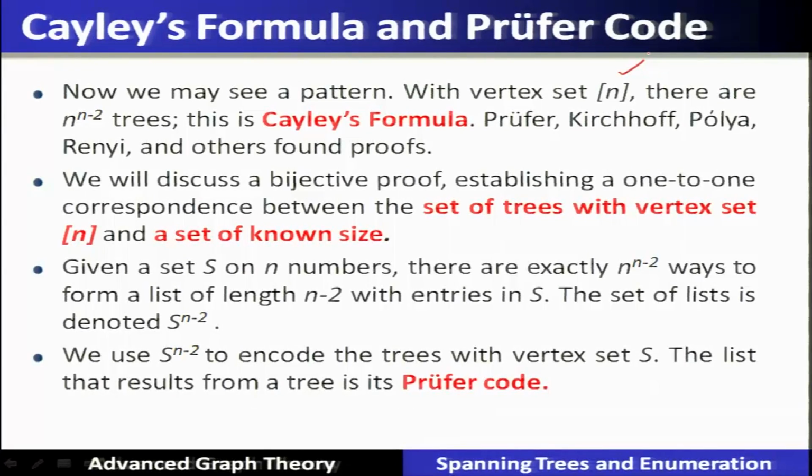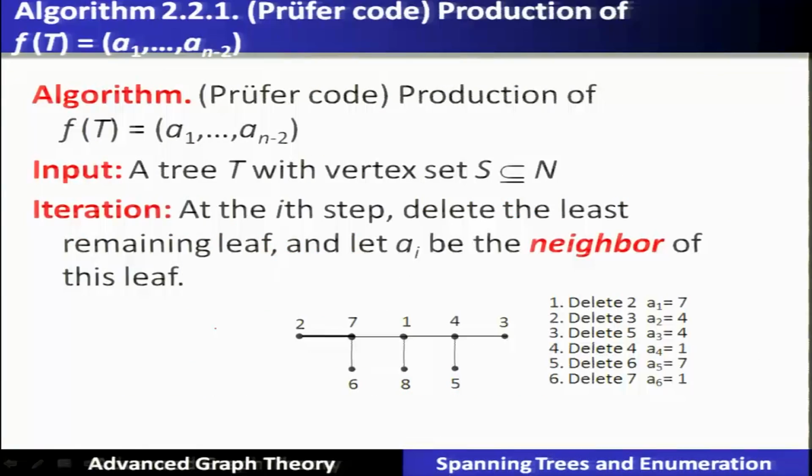We will discuss a bijective proof establishing a one-to-one correspondence between the set of trees with vertex set n and another set of known size. Given a set S of n numbers, there are exactly n raised to the power n minus 2 different ways to form a list of length n minus 2 with entries in S. The set of lists is denoted by S raised to the power n minus 2. We use it to encode the trees with vertex set S. The list that results from the tree is its Prüfer code.